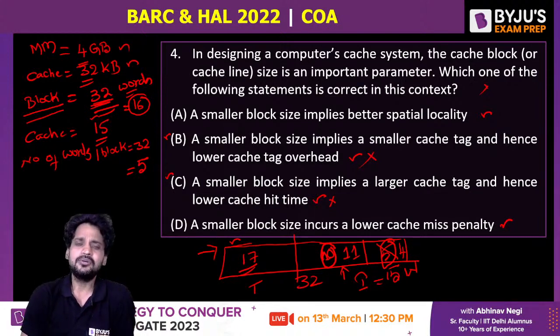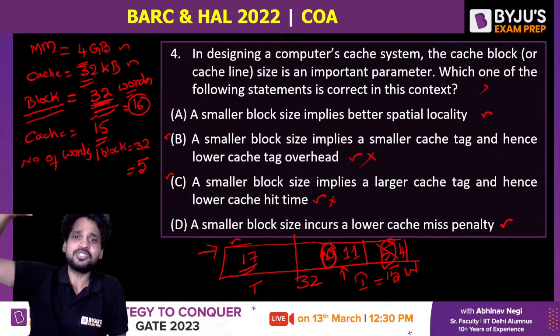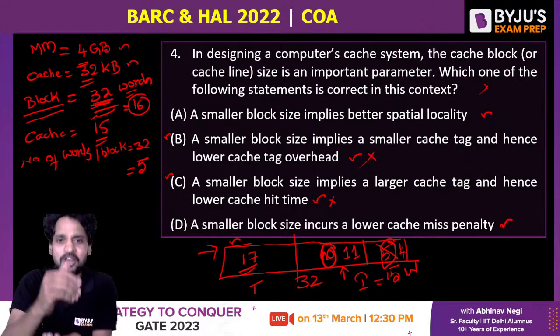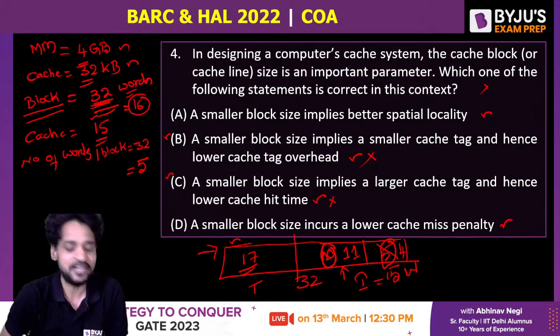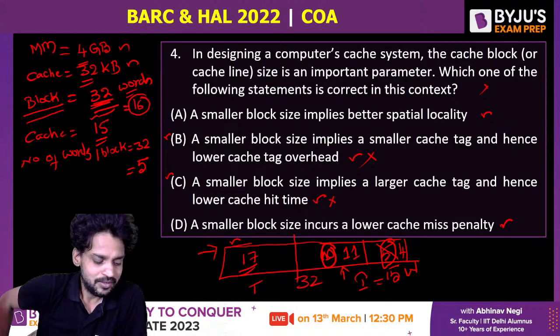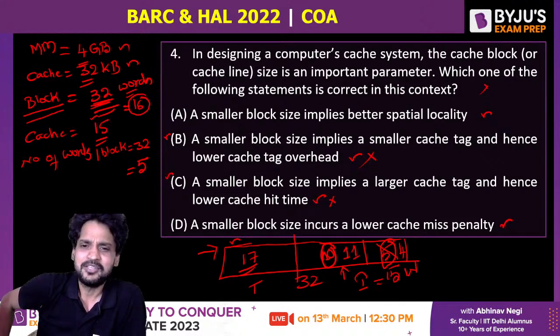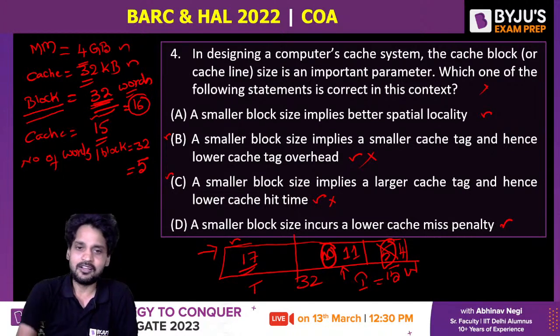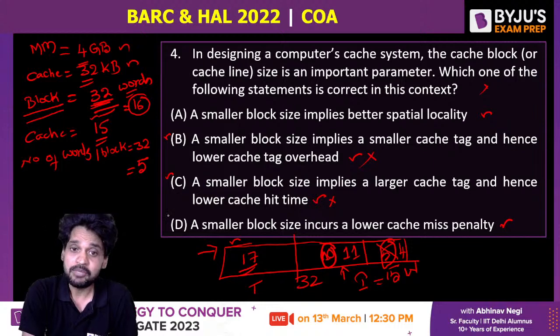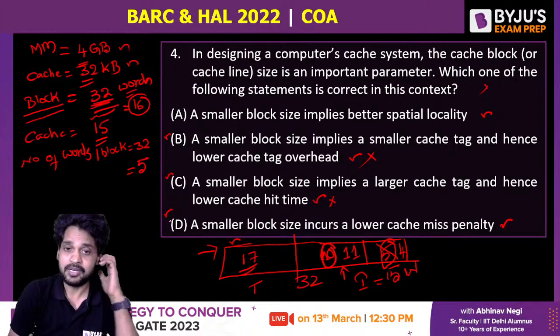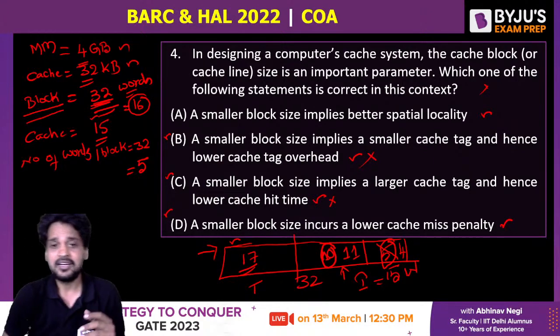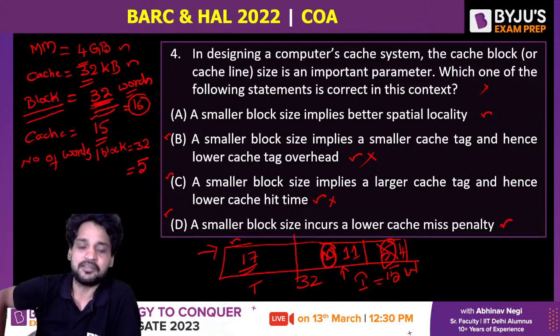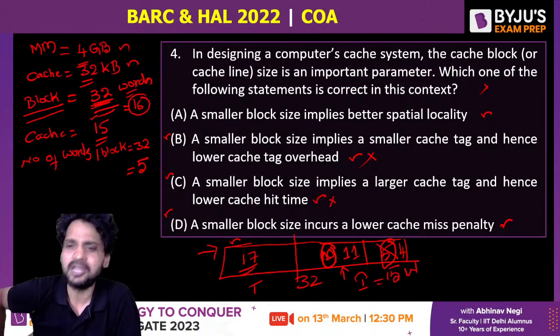Okay, so the simple thing is, if you have a bigger block size, more spatial locality; smaller block size, less spatial locality, right? So D is right. Obviously, smaller block size, option C. Listen, that also we need to legally prove. Sometimes D can also be wrong, but we need to legitimately come to the conclusion that D is correct. Smaller block size incurs lower cache penalty.